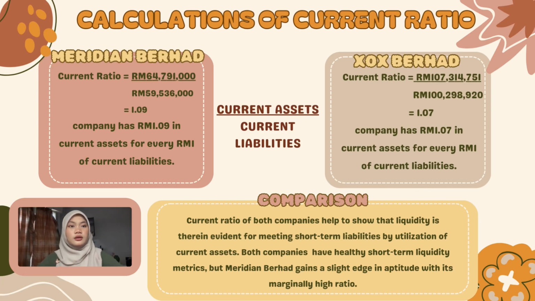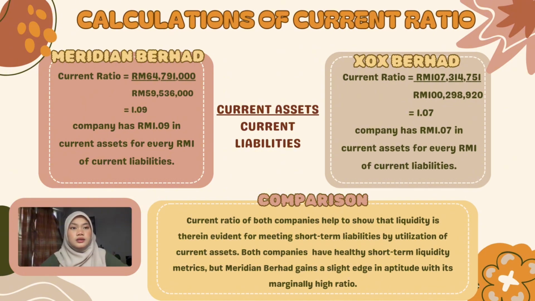To calculate current ratio of XOX Berhad, we divided their current asset by their current liabilities, and we got 1.07. This value indicates that for every 1 ringgit in their current liability, the company has 1.07 ringgit in their current asset. This value shows that the company managed to cover their current liability with their current assets.